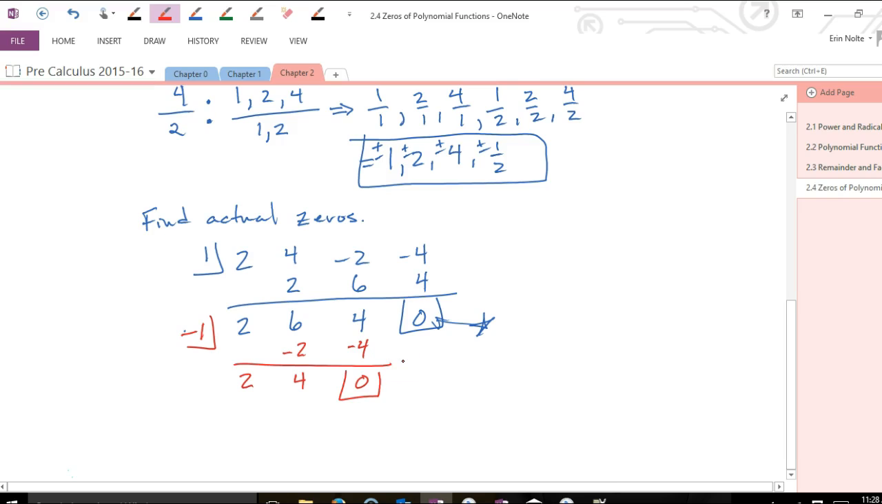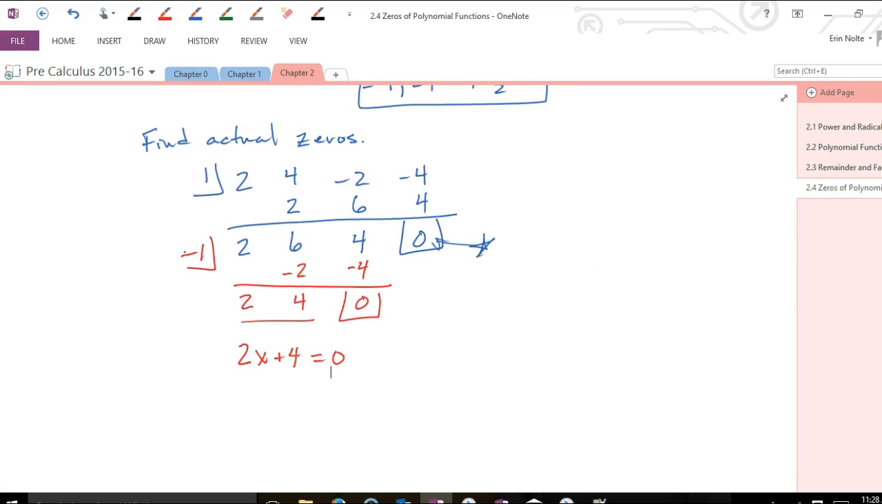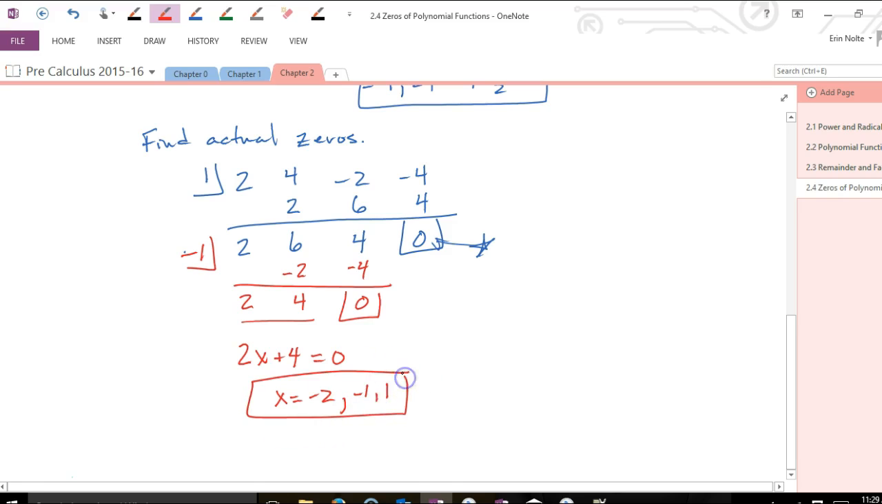Okay, so once I get to this point, what's my quantity that's left here? The 2 and the 4, what is that? 2x plus 4. So I'm just going to take that remaining quantity and set that equal to 0 and solve that for my third remaining 0. If you solve that, what's my last 0? -2. So I can say my actual zeros are at -2, and then I have to go back and list the ones that I proved from the very beginning to say that those are in fact all 3 of my real zeros.